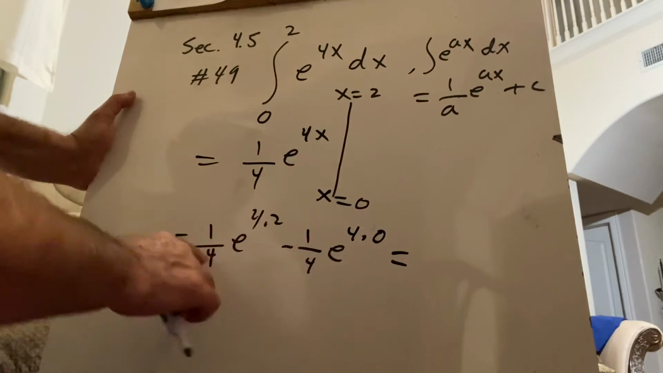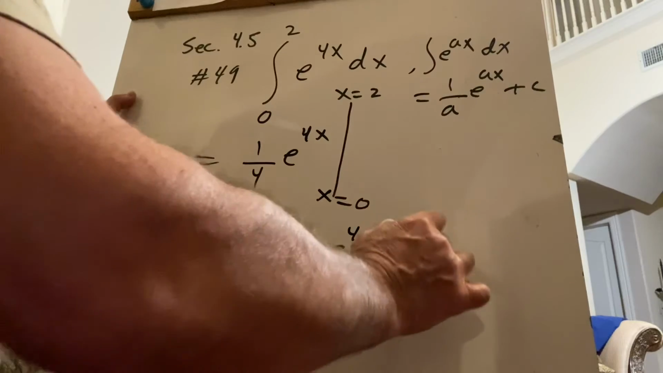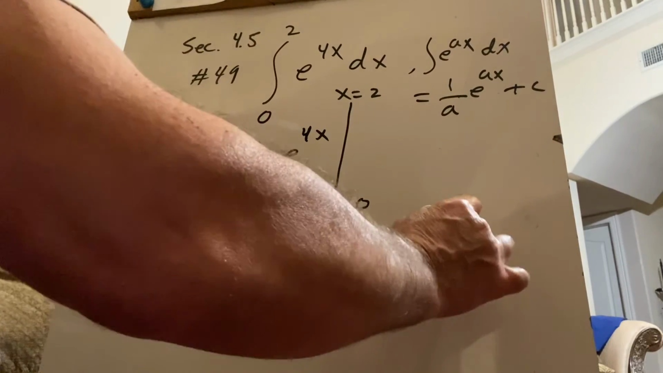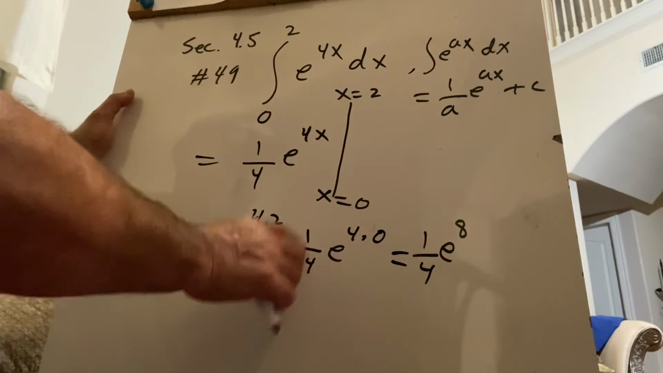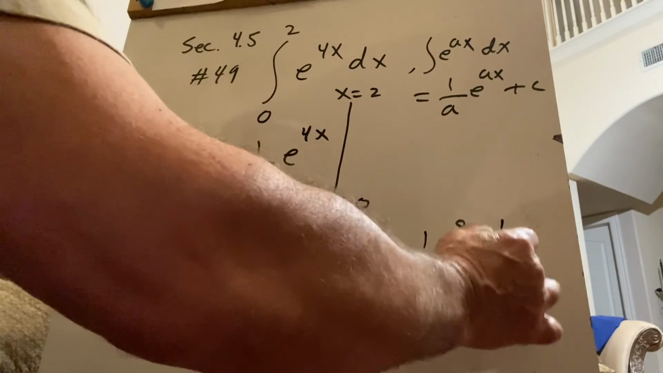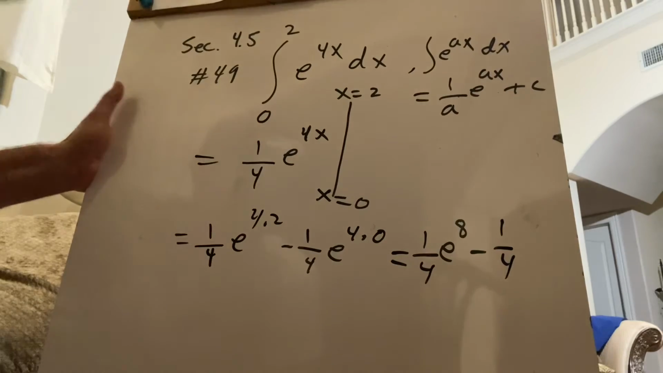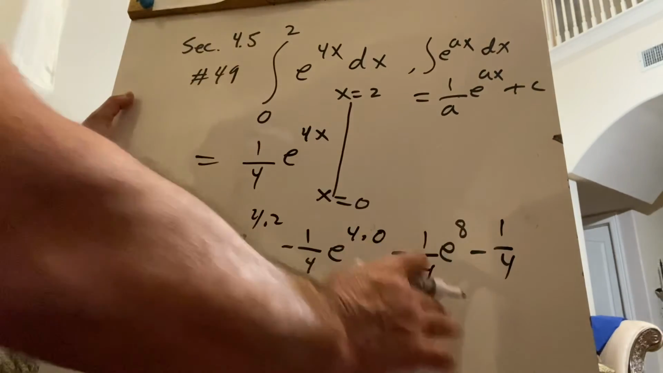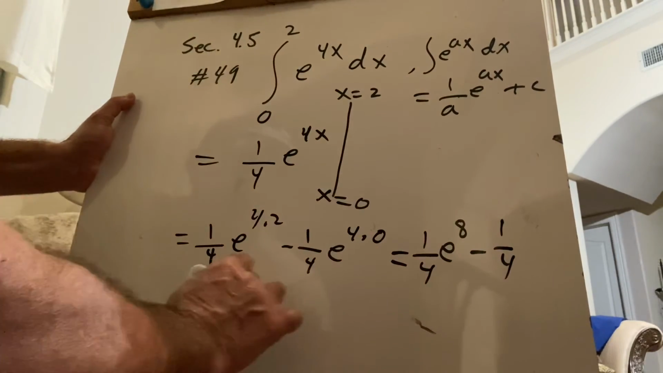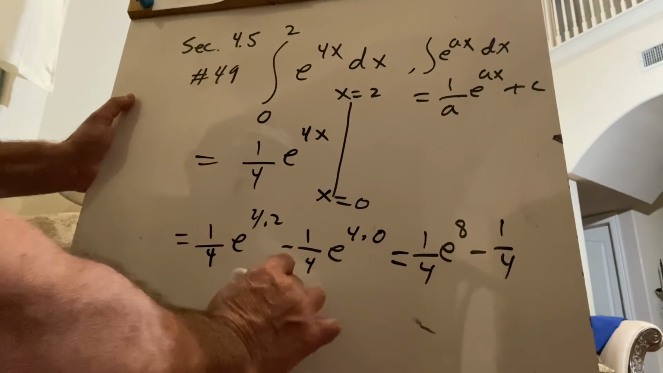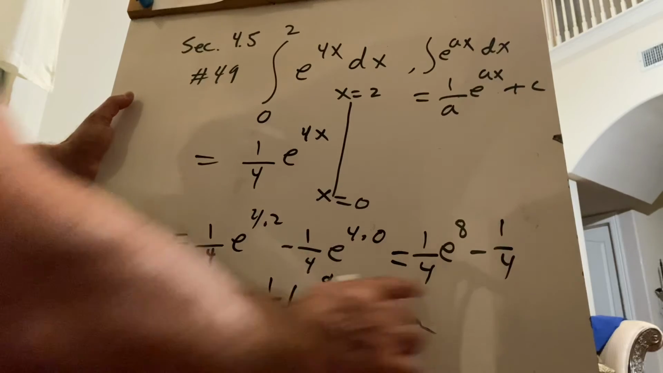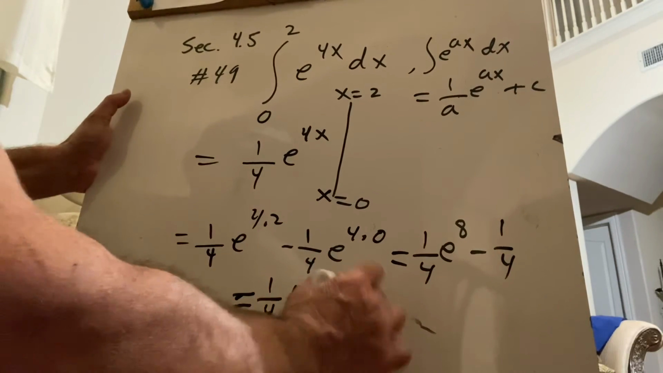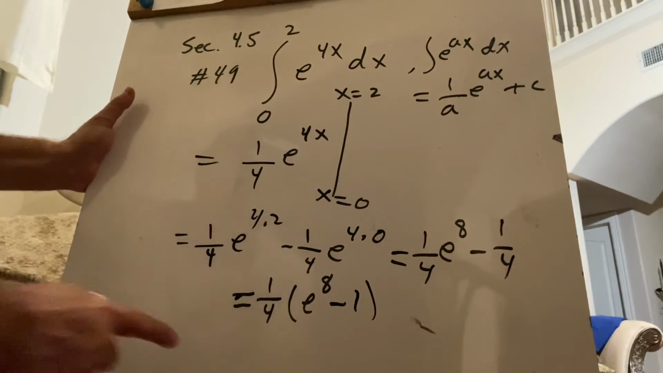Now, 4 times 2 is 8, so that's 1/4 times e to the 8. Now, 4 times 0 is 0, and as you know, anything to the 0 is 1, so that's just going to be 1/4 times 1, which is 1/4, okay? So there's your answer. Sometimes they factor out the common factor, in this case 1/4, so you can also write it as 1/4 times e to the 8 minus 1, since factoring 1/4 from 1/4 leaves you with the 1, okay? So you can also leave your answer like that, okay?